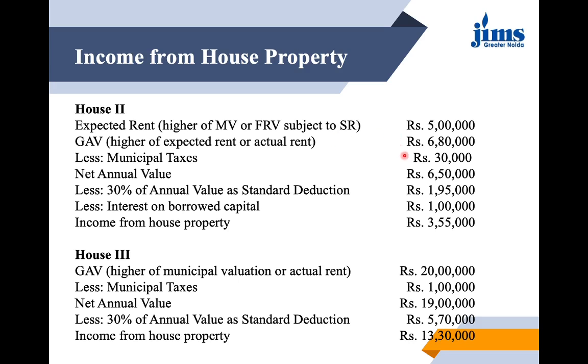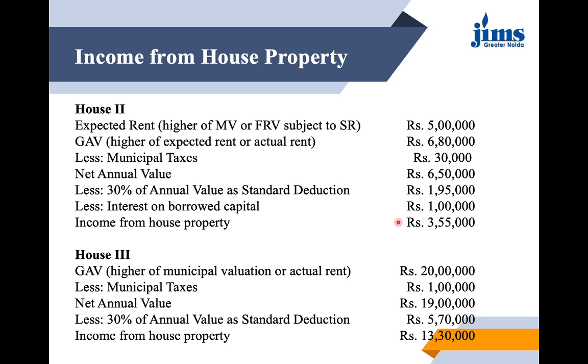The next step is to subtract the municipal taxes from it and obtain the net annual value from the gross annual value. Then we know very well there is a standard deduction of 30% from the annual value. So we will calculate 30% of 6,50,000, which will come as 1,95,000. So we will subtract, and then they have mentioned that there is interest on borrowed capital in case of house 2.